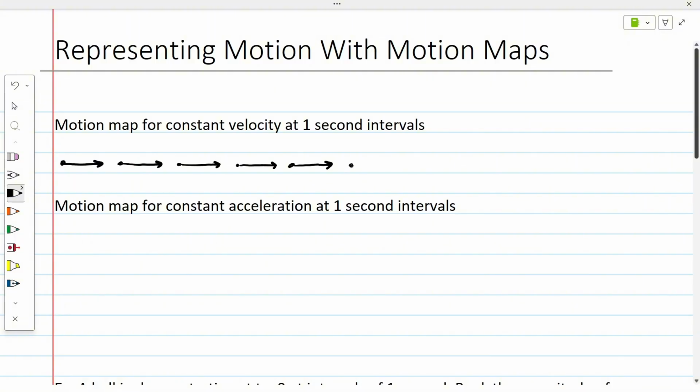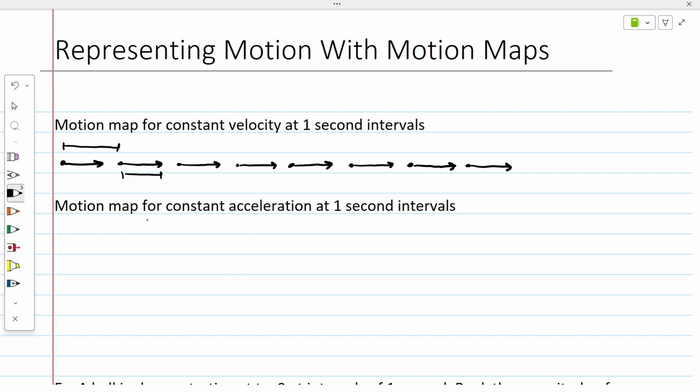Now sometimes when you're shown motion maps, the arrows will not be there and it just shows a freeze frame of a picture. In that case, you just use the distances between the dots to describe the motion. So in this example, we have a constant velocity because the distance between each dot is constant, and the magnitude of the arrow shows the same thing.